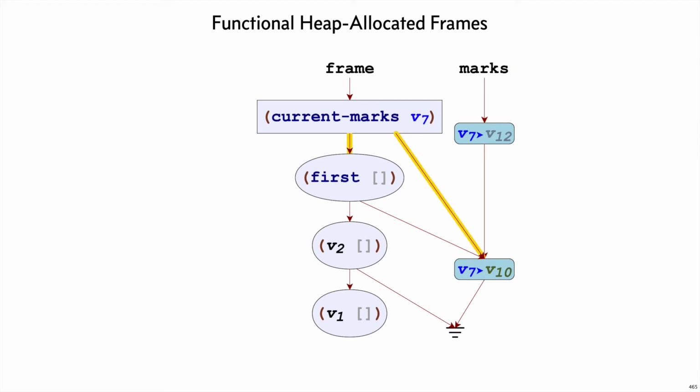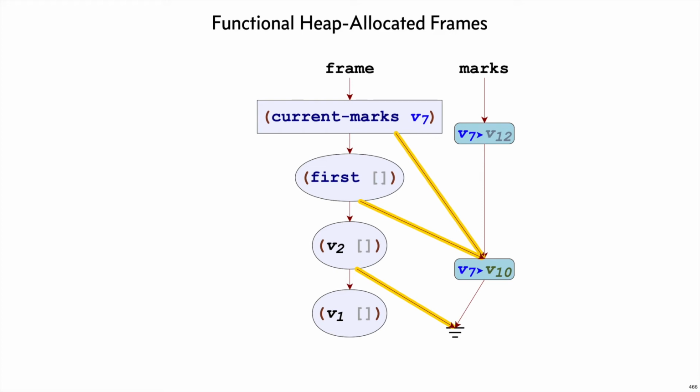Meanwhile, each frame has a reference to the rest of the continuation, as well as the marks that apply for the rest of the continuation. Then again, a drawback of this representation is that every frame has to refer to marks, even though marks can change less frequently than continuations, and in fact in practice are much less frequently changed than continuation records.